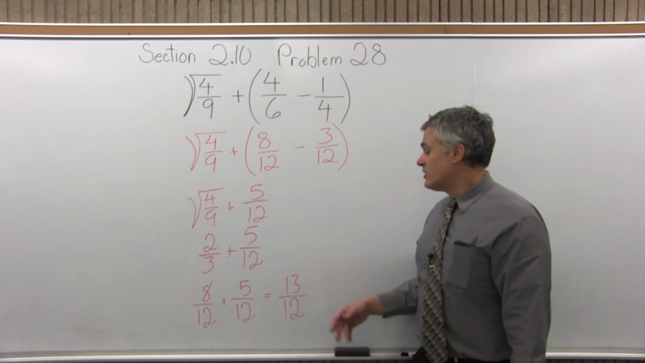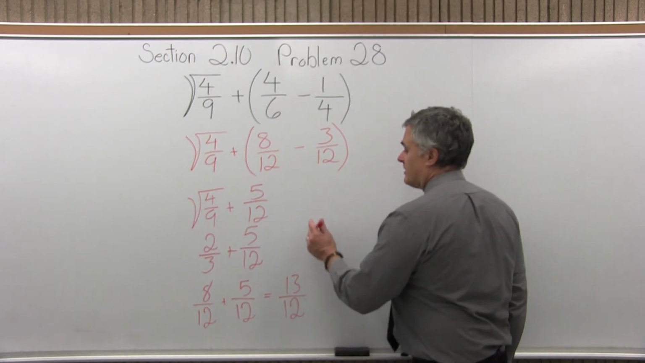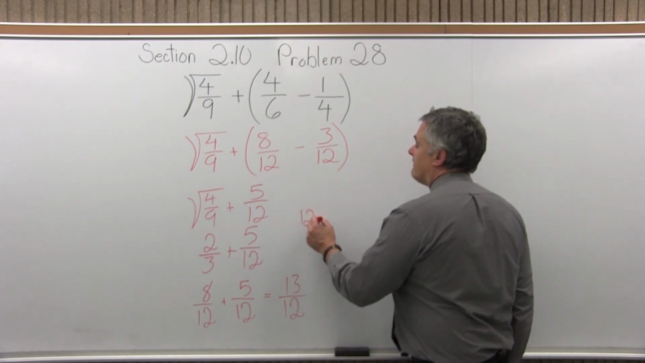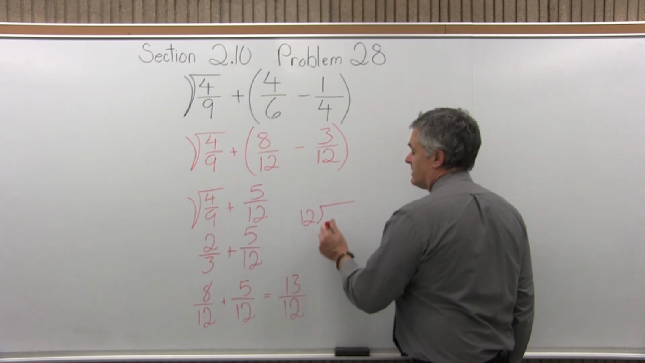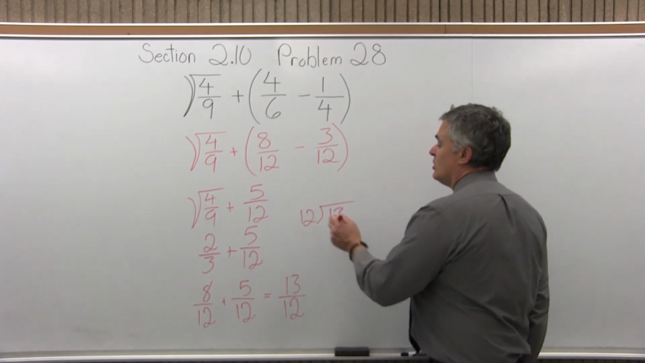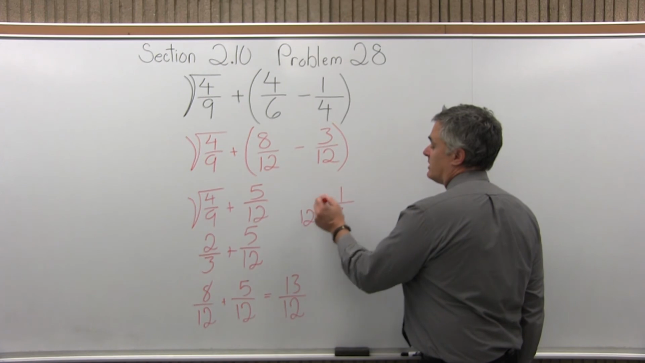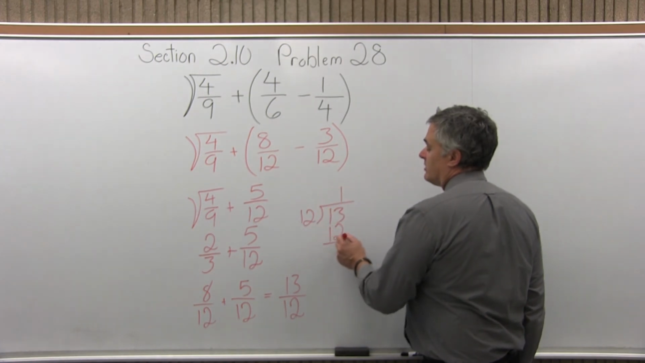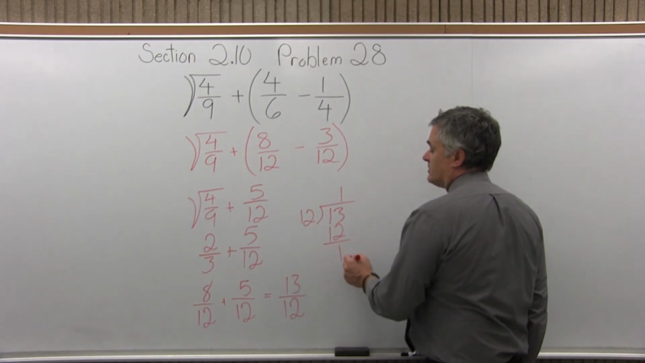So if that's the case, what you want to do is take the denominator, in this case 12, divide it into the numerator, again for this particular problem, 13. 12 goes into 13 once. 1 times 12 is 12. The remainder is 1. 13 minus 12 is 1.